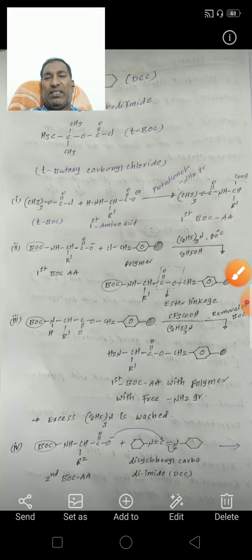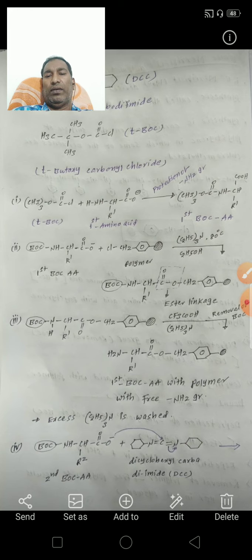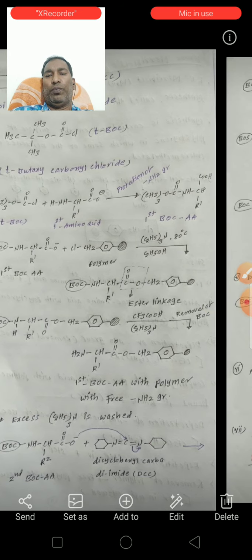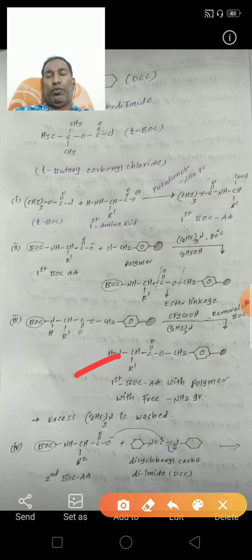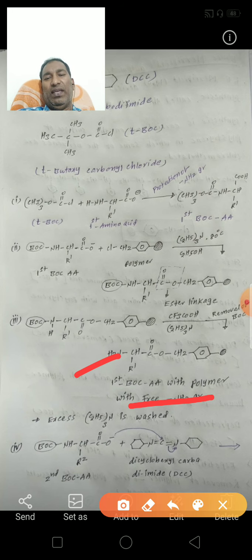See, this ester linkage compound is treated with trifluoroacetic acid in the presence of triethylamine for removal of BOC. So removal of BOC takes place, then forms a free NH2 group. That means first BOC amino acid with polymer, with free NH2 group. So here the NH2 group is free.